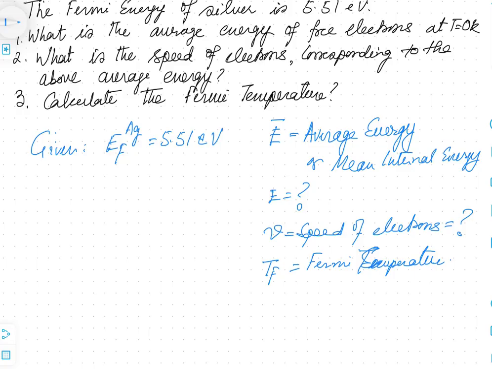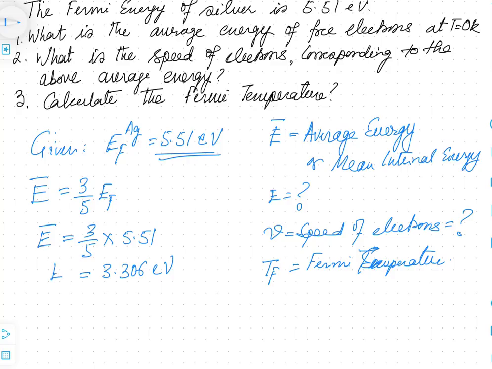To calculate the average energy or mean internal energy, we have the formula E bar is equal to 3/5 of Fermi energy. The Fermi energy of silver is 5.51 electron volt. So the average energy of the electrons in silver is 3/5 multiplied by 5.51, which will give us 3.306 electron volt. That is the average energy or mean internal energy. So that's your question number 1.